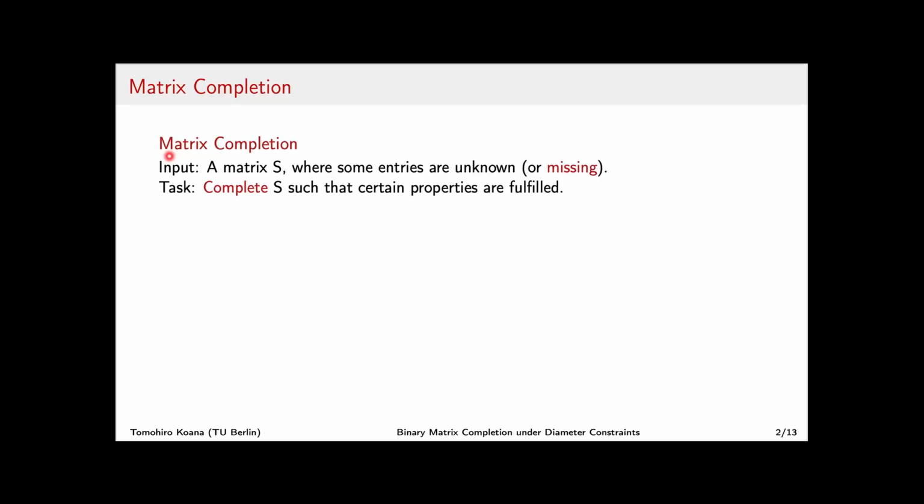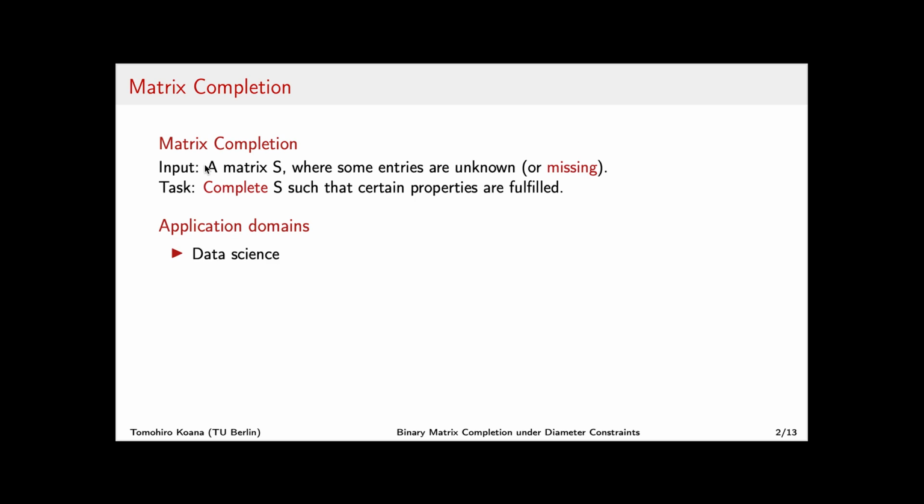As in the title, we study the matrix completion problem. The matrix completion problem can be defined as follows in general. As input, we are given a matrix, say S, where some entries are unknown, or we say missing. And we need to complete S, or replace each missing entry by some character or number, such that certain properties are fulfilled.